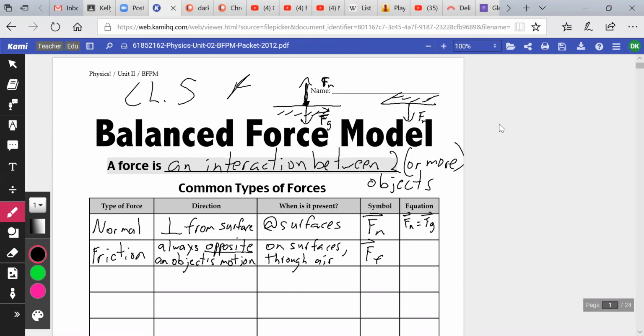When we start dealing with objects on inclined planes, ramps and stuff, the equation is going to slightly change. The normal force is going to be equal to a part of gravity. But that comes later. And again, a force is an interaction between two or more objects. Okay. Friction: always opposite an object's motion, present at surfaces and through the air, symbol F sub F. Or over time, you just say F for friction force.